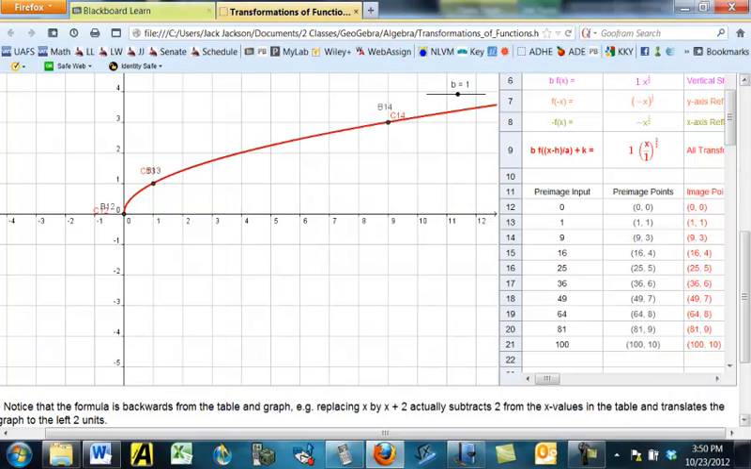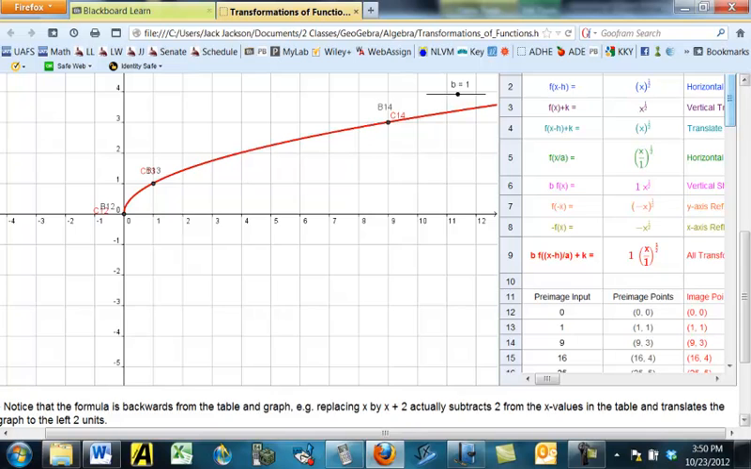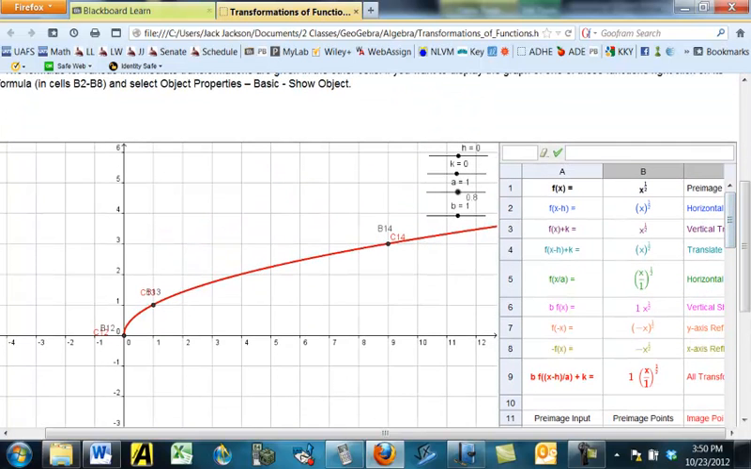So for example, let's say the first thing we do is we change the a, and I'm going to make it, let's say, 3 times as wide. So stretch it that way. Let's say we change b to a negative 2. So we flipped it and stretched it vertically.